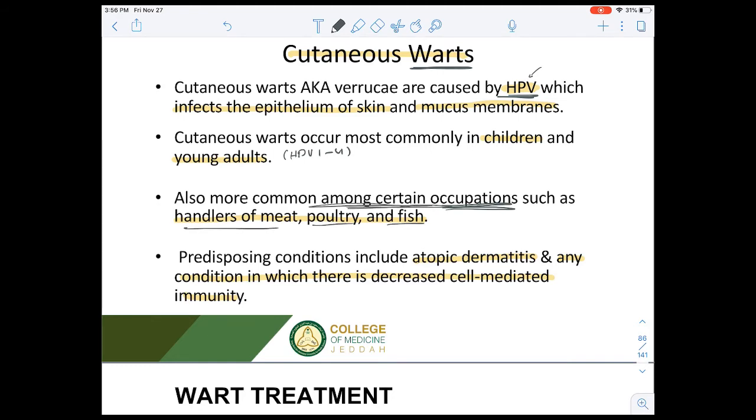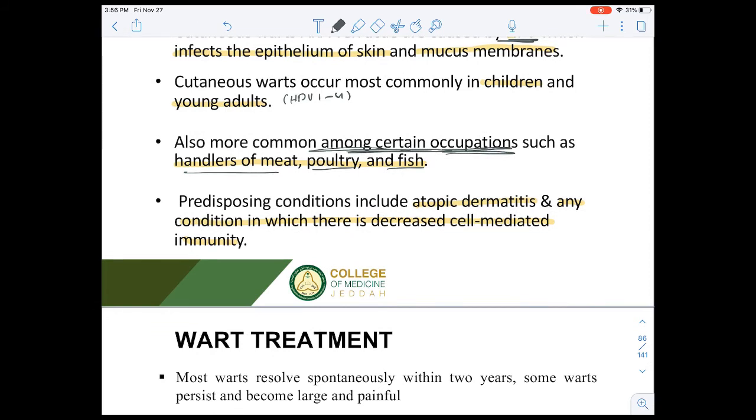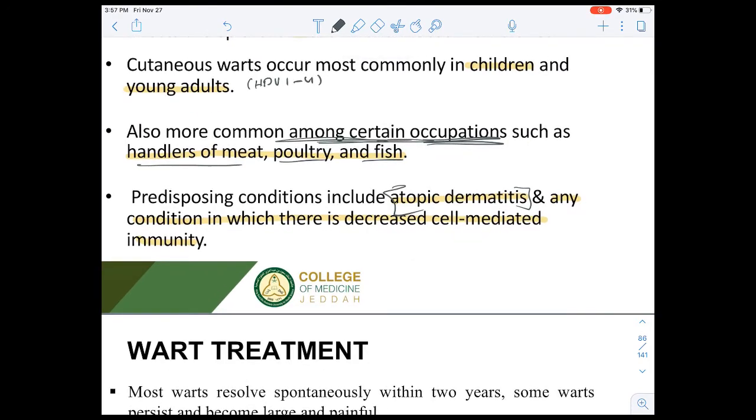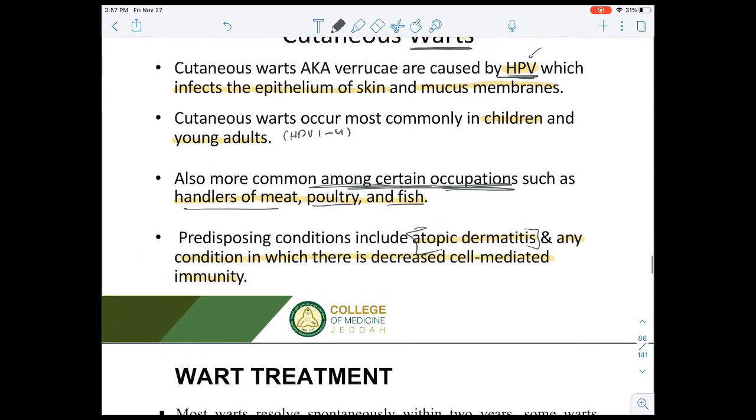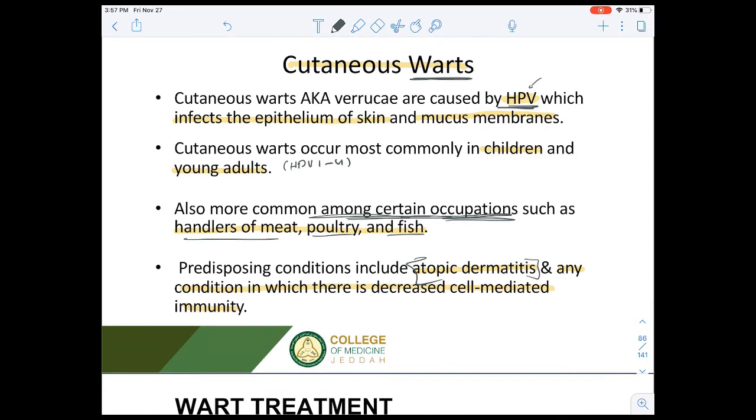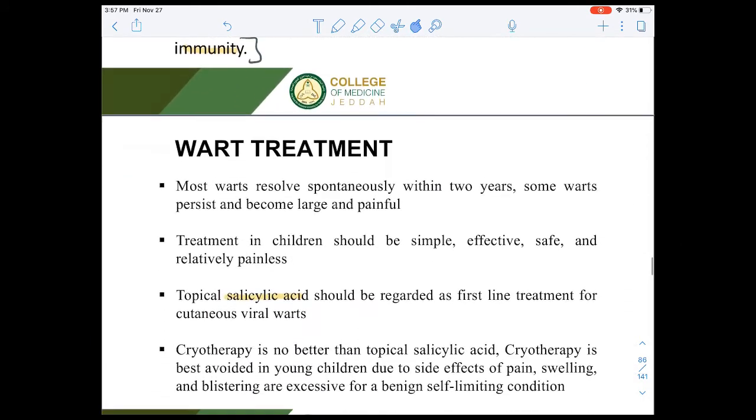And the predisposing conditions include atopic dermatitis. So I've mentioned before that any compromise on the skin would result in further infection. Atopic dermatitis could increase someone's susceptibility to getting cutaneous warts, and so could any condition in which there is decreased cell-mediated immunity. Why? Because if you don't have cell-mediated immunity, you wouldn't be able to clear off the HPV infection, and thus you would have the cutaneous warts eventually.